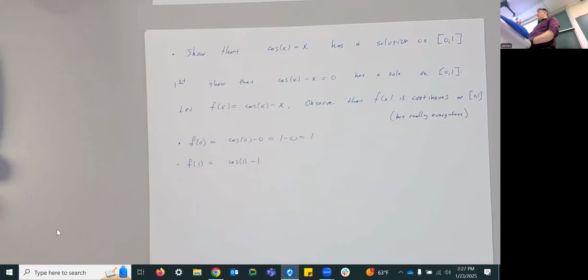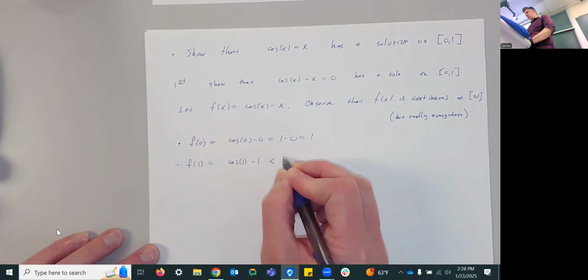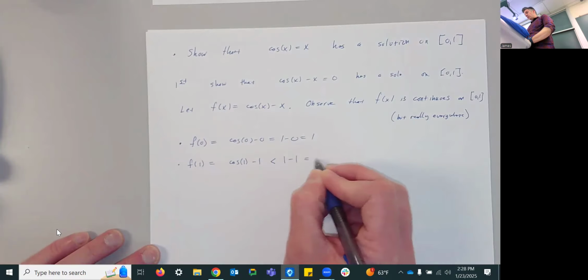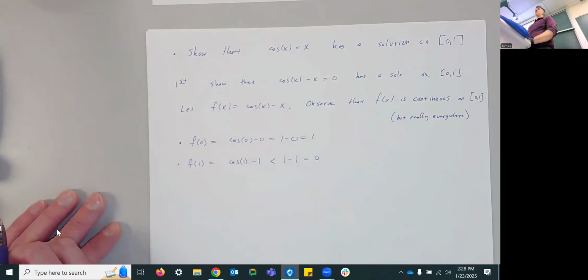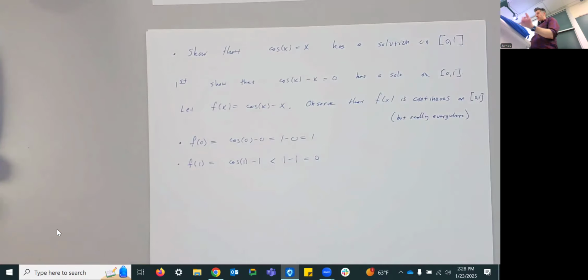So you can go one of two ways. You can either say, well, I do know that cosine of 1 isn't equal to 1, and 1 is the biggest cosine it can be. So this has to be less than 1 minus 1, which is 0. But the other way to go, which I think is the more typical way, is to say, well, I'm going to go lesser.